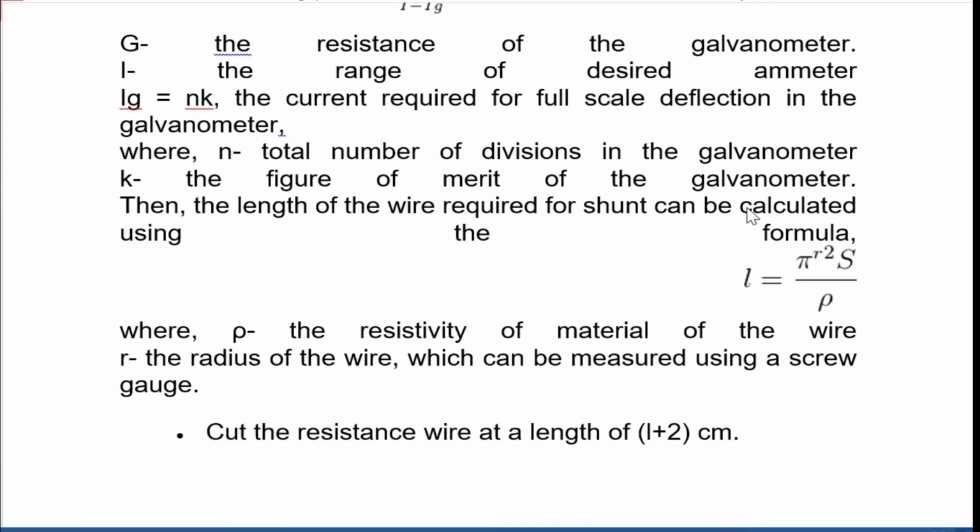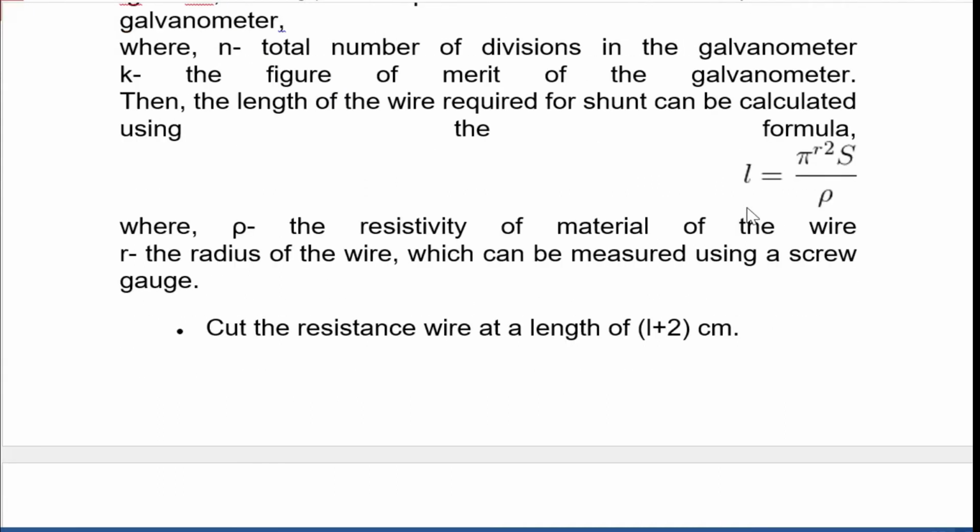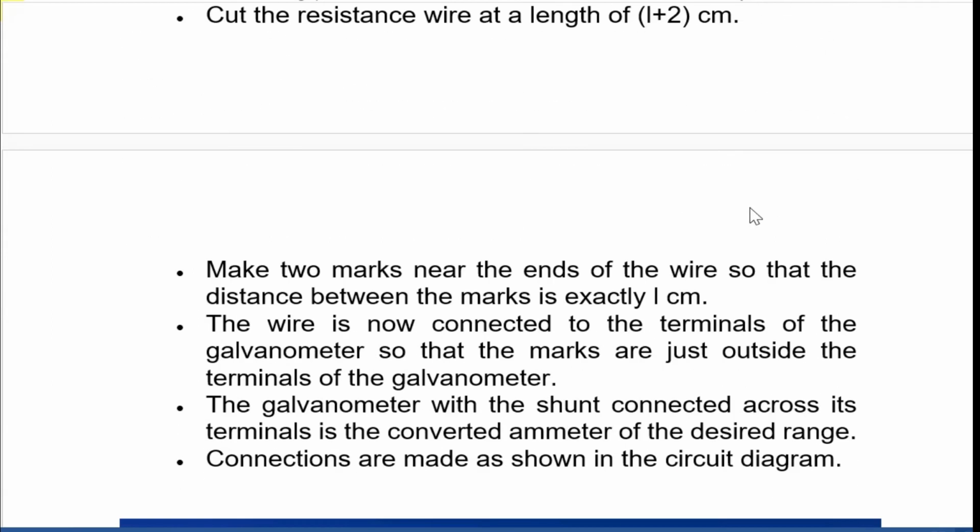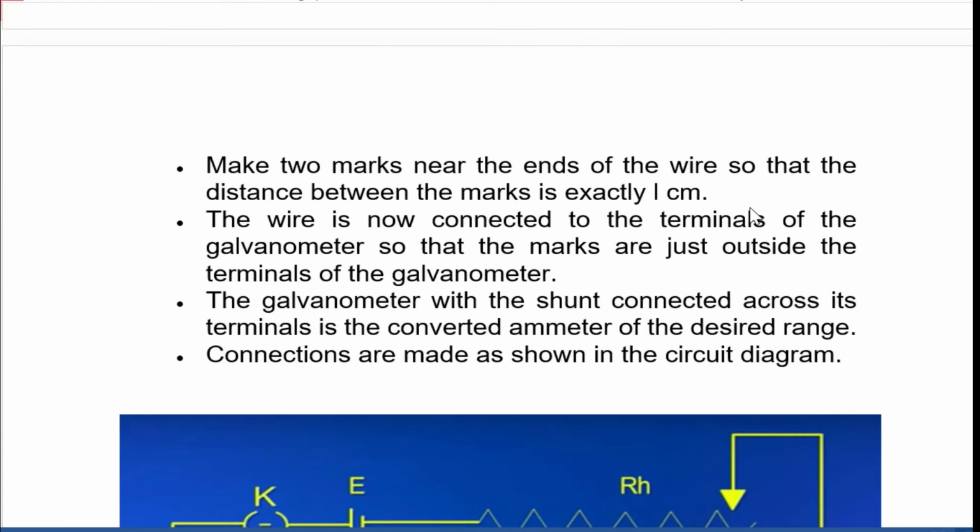The radius of the wire can be measured using the screw gauge. Cut the resistance wire at a length of L plus 2 centimeter. Make two marks near the ends of the wire so that the distance between the marks is exactly L centimeter. The wire is now connected to the terminals of the galvanometer so that the marks are just outside the terminals of the galvanometer. The galvanometer with shunt connected across its terminals is the converted ammeter of the desired range.